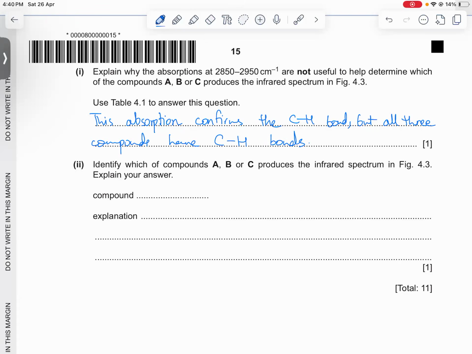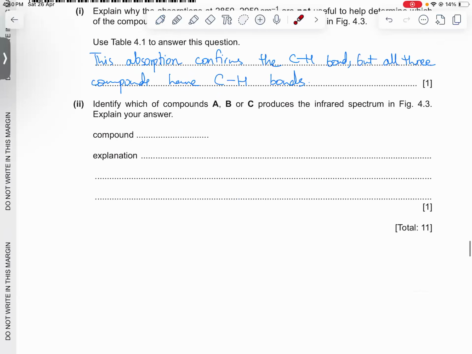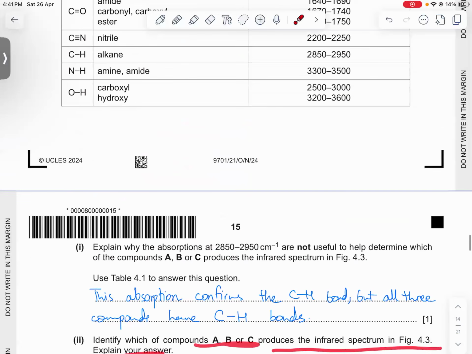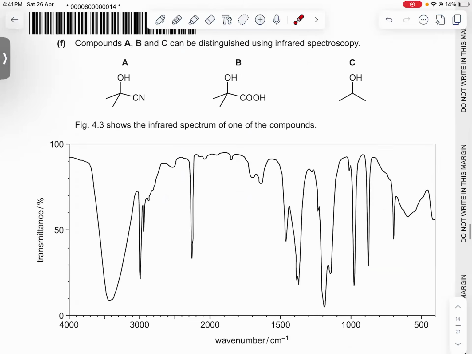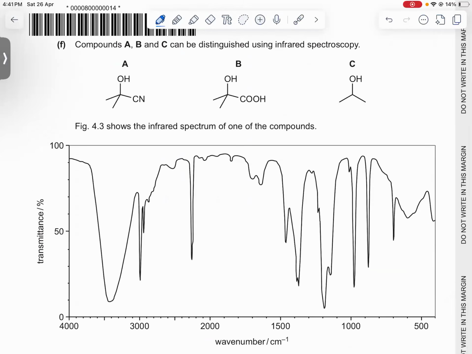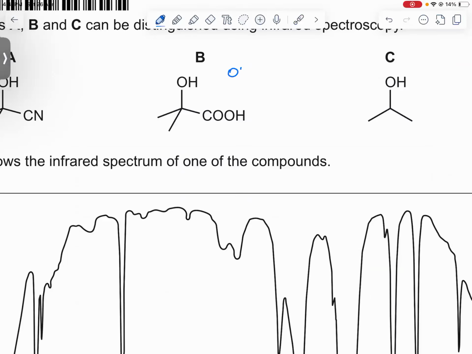All right, next, identify which of the compounds A, B, or C produces the infrared spectrum of 4.3. Explain your answer. When I look at it, you need to know a few things. B contains the OH functional group, meaning B should have the OH bond. B should also contain the carboxylic acid functional group, meaning the C=O bond, the CO bond, and the OH bond.